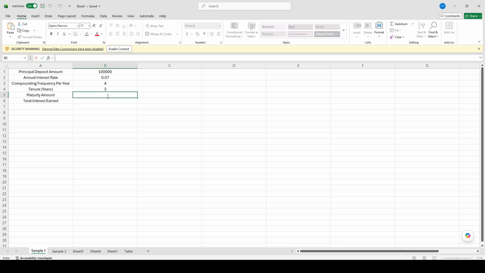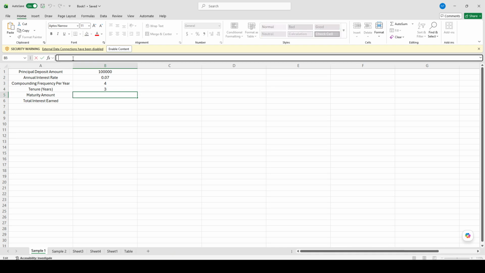Type the formula equals B1 multiplied by, open parenthesis, 1 plus B2, divided by B3, close parenthesis, raised to the power of, open parenthesis, B3 multiplied by B4, close parenthesis. In Excel, the formula should look like this. Equal sign B1, asterisk, open parenthesis 1 plus B2 slash B3 close parenthesis, caret, open parenthesis B3 asterisk B4 close parenthesis.